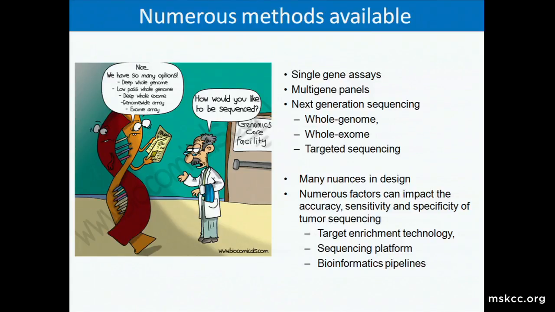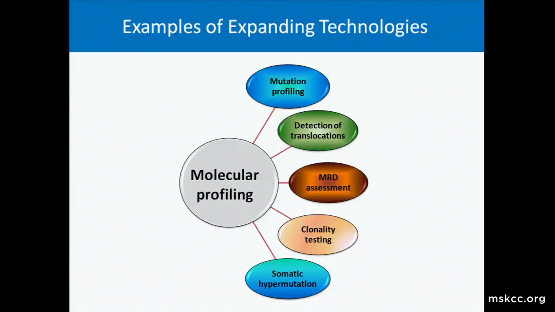So there are single gene assays, there are multi-gene panels, there are next generation sequencing panels that are now becoming used in all laboratories, and you can go with whole exome, whole genome, targeted sequencing. And all of these have nuances on the design and the information that you're ultimately going to get. Numerous factors can impact the accuracy and the sensitivity and the specificity of the testing that you're doing, whether you use target enrichment technology, what the sequencing platform, the bioinformatics pipelines. So these are the things that I'm going to talk about.